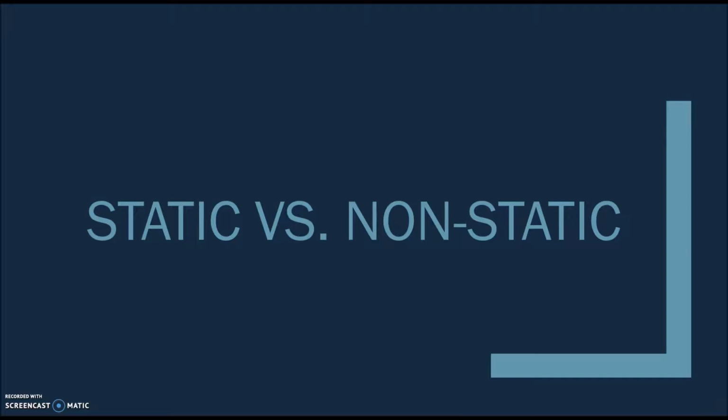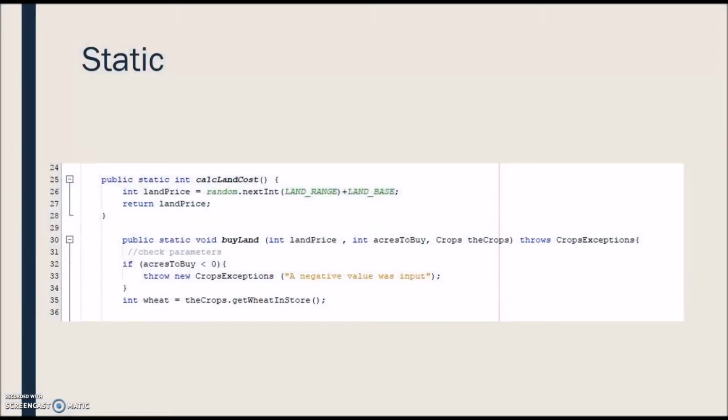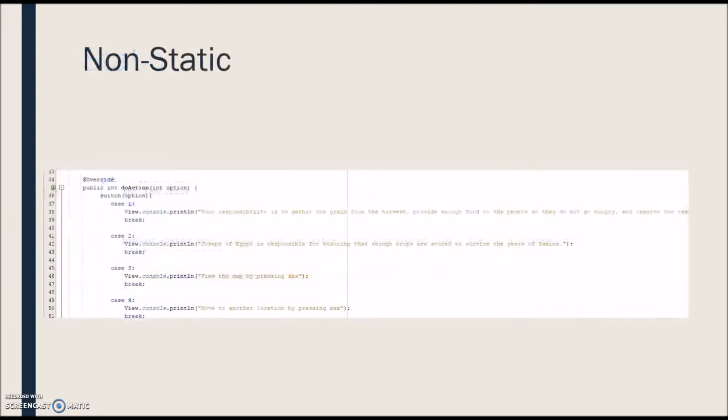Now, static can be referenced at any time within the program, and non-static can only be referenced for a single instance. An example of a static is this public static int calcLandCost. This can be referenced at any time in the program, and right below it is another example of public static void buyLand. This too can be referenced at any time while the program is being run.